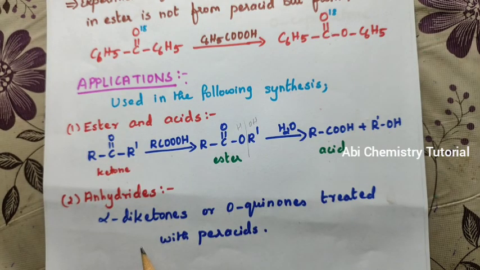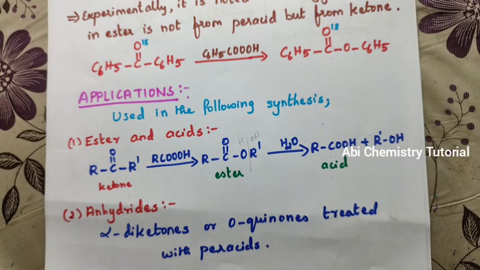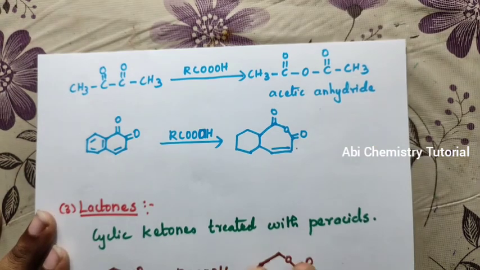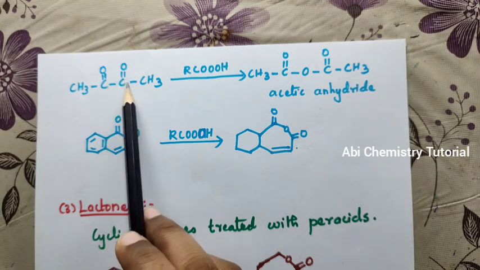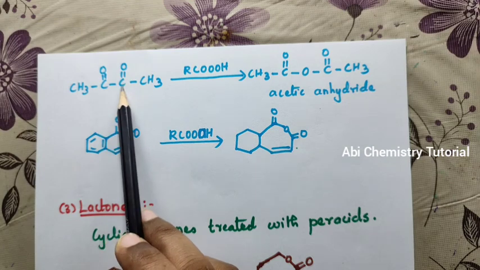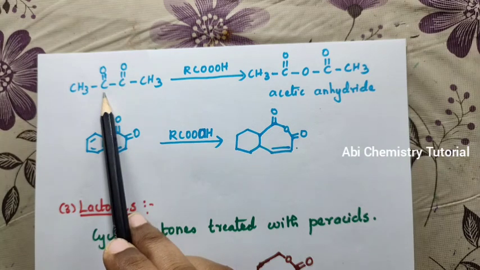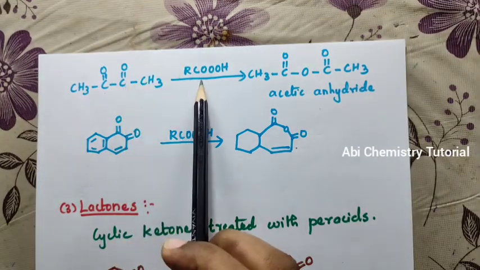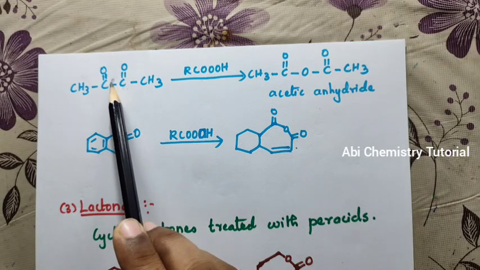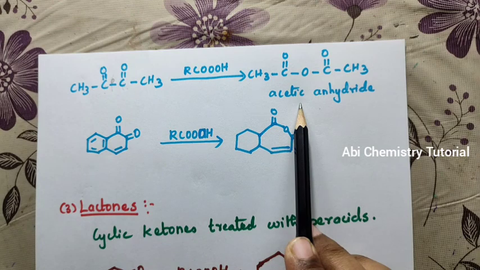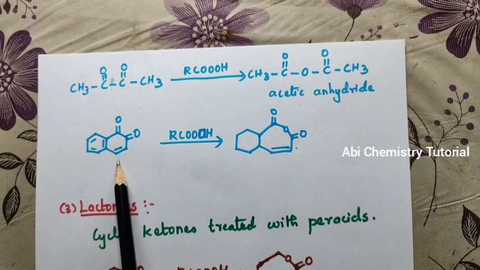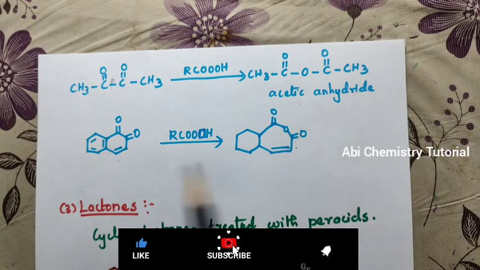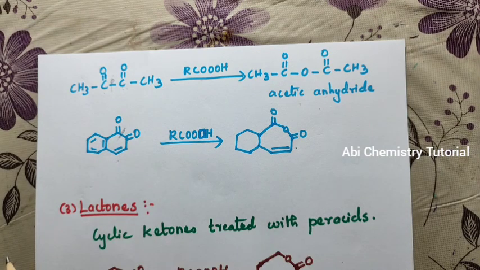Baeyer-Villiger oxidation can also be used to prepare anhydrides. Alpha diketones or orthoquinones can be treated with peracids, so that you will be getting anhydrides. So I will show you a few examples. This is the first example, alpha diketones. So two ketones at the first position itself. Alpha to this carbon we have ketones. When alpha diketones are treated with peracids, one more oxygen is introduced in between these two functional groups, which is called acetic anhydride. This is an anhydride. And this is also an orthoquinone. So here also you get an anhydride by introducing an oxygen in between these two carbonyl groups.